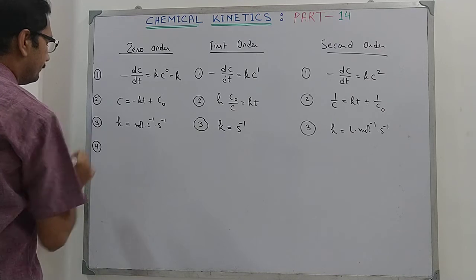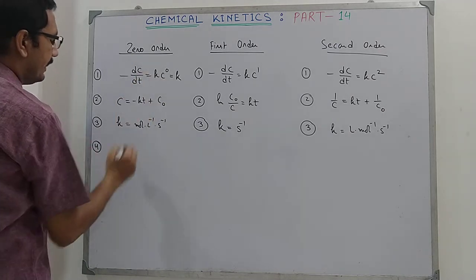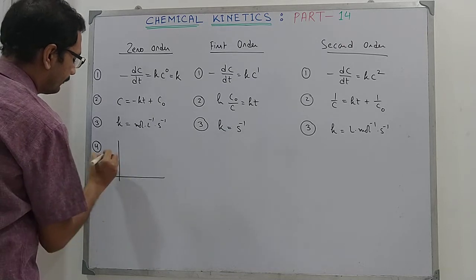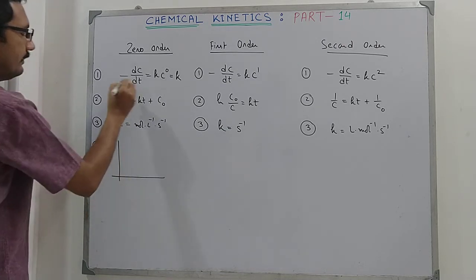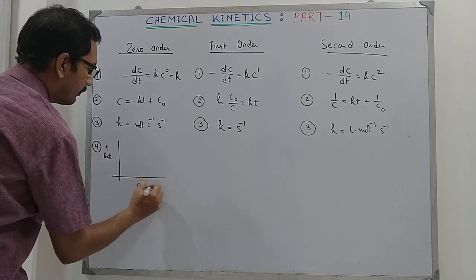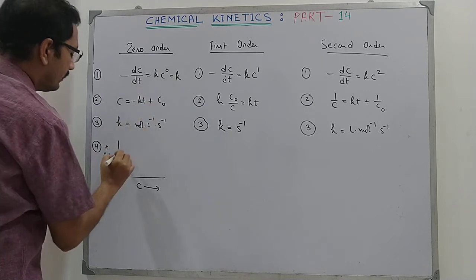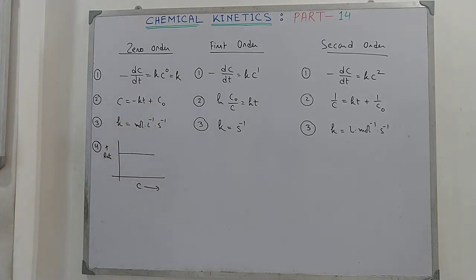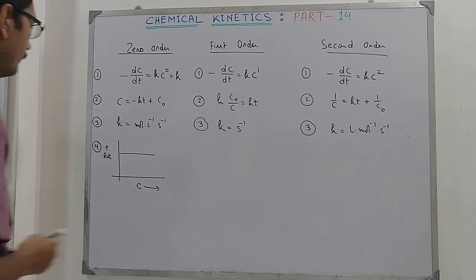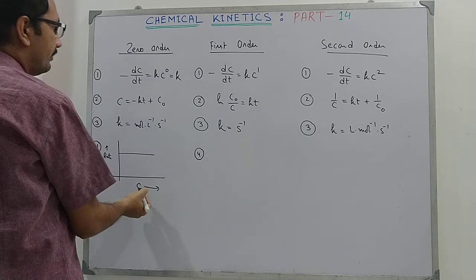Now fourth point is when we try to plot this rate versus concentration. Now when we try to plot rate, that is minus dc dt versus concentration, so we see this is constant, so this gives us a plot like this one. So it is independent of the concentration.